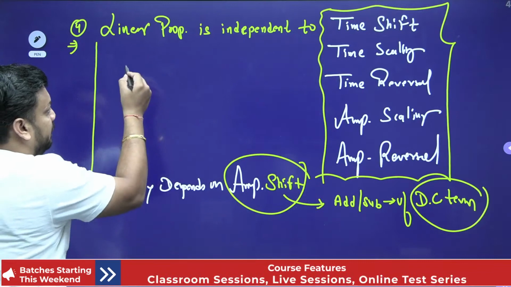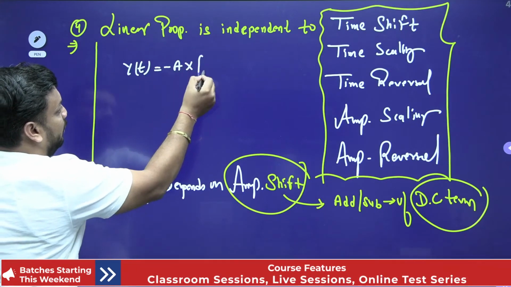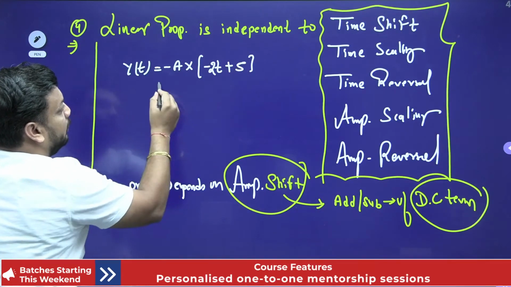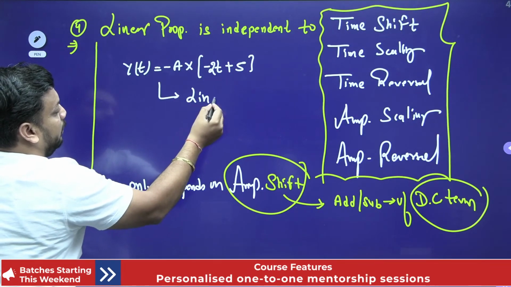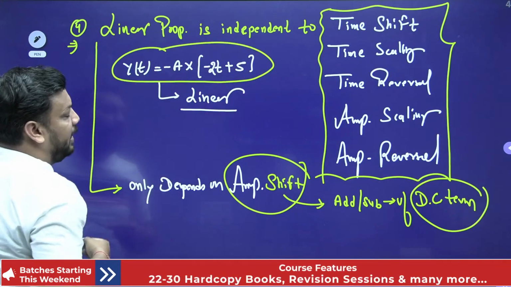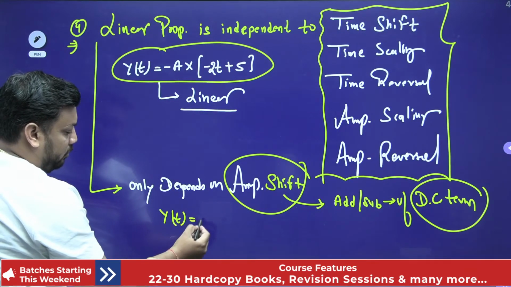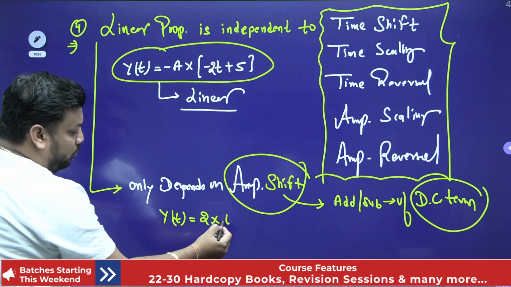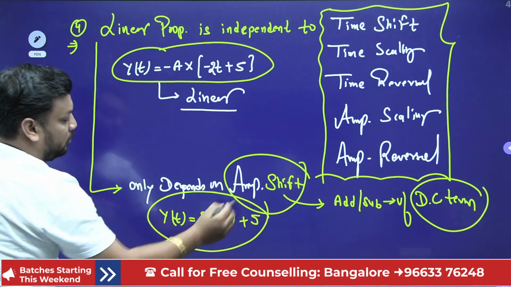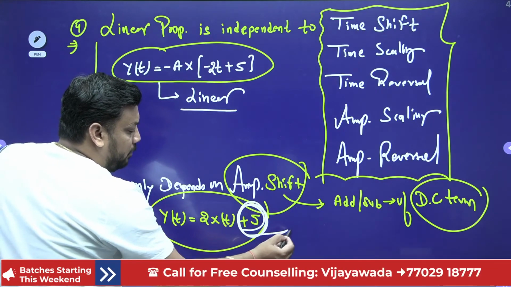It means if I write y(t) equal to minus a into x of minus a minus 2t plus 5, it is nothing but linear only. This is linear. But if I write y(t) equal to 2x(t) plus 5, because of this constant term, the addition or subtraction of the constant term will make the system non-linear.